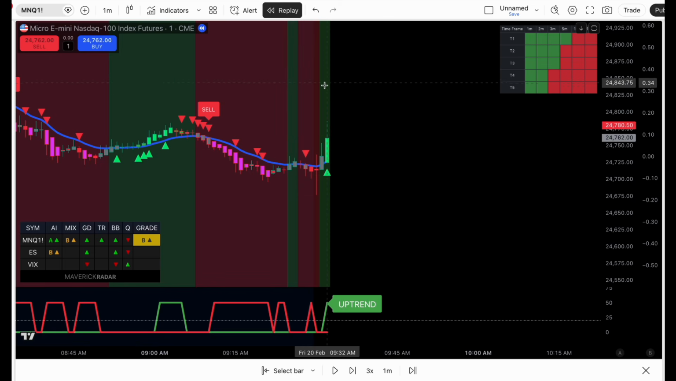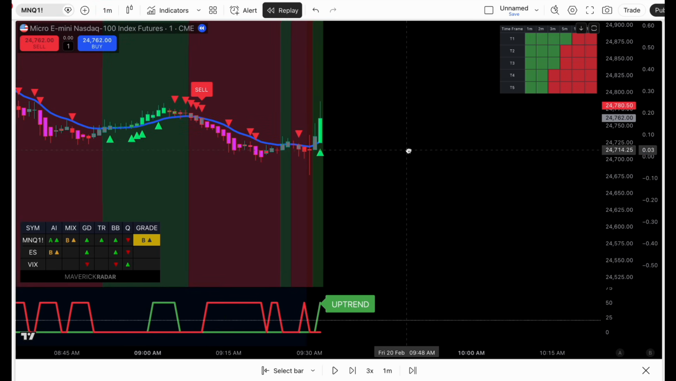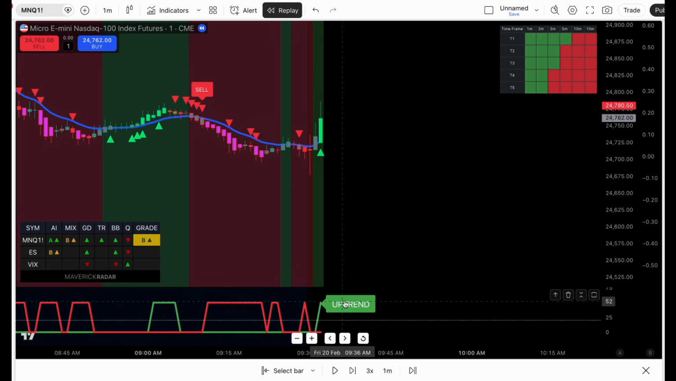Bulls are starting to take over. You have a green background. Price is above the blue line. Remember, we like to go short when price is below the blue line, long when price is above it. Your Maverick Trender flipped. You have one of these green tops here, and you have an uptrend label.